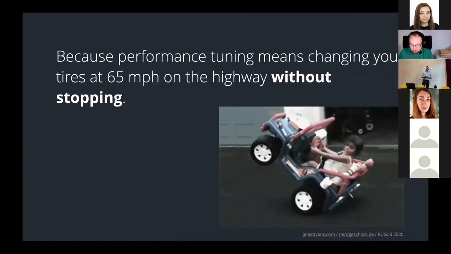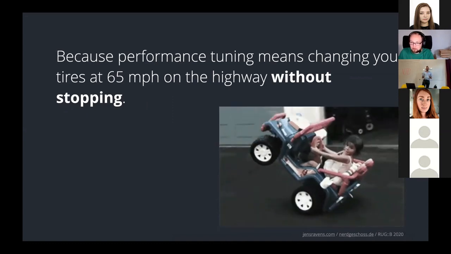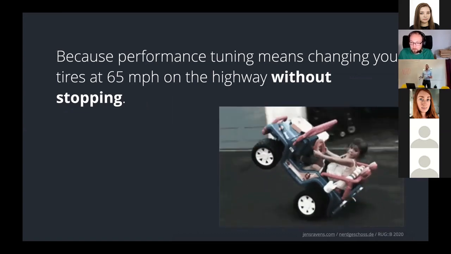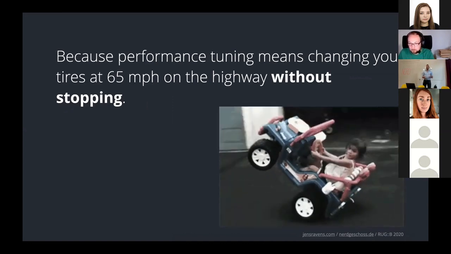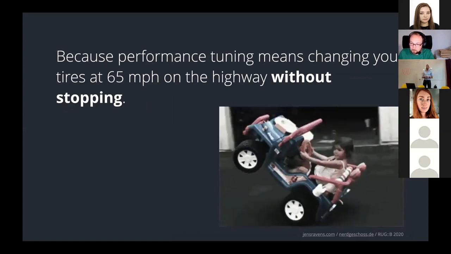So yeah, basically, performance tuning means you're changing your tires at about 65 miles an hour on the highway without even stopping. And then you decide, oh yeah, let's also change the engine, but still I don't want to stop. So performance is always something that runs in parallel, and you just don't want to stop feature development to build a new performant application.